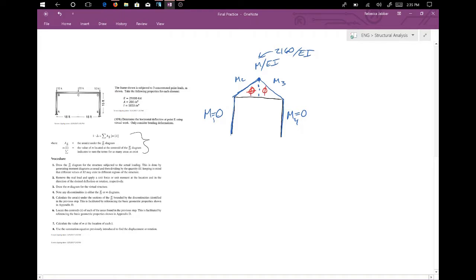Find the centroid for each of these, noting this discontinuity, so you wouldn't just pick the same centroid for this whole triangle. It'd be for these two triangles. The location of these is going to be 2/3 the whole distance.